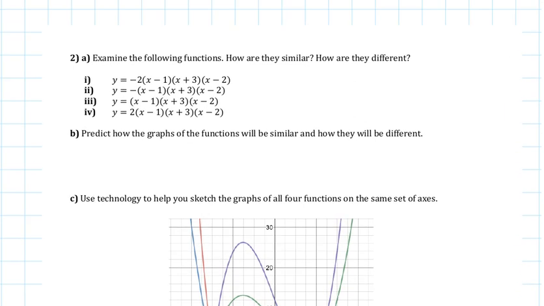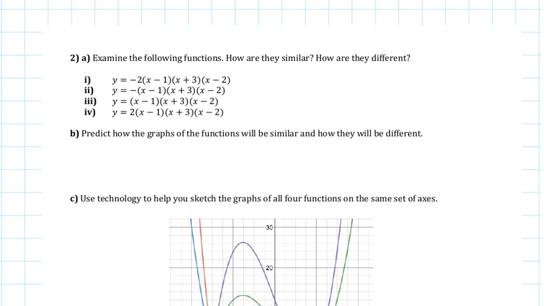So examine the following functions. How are they similar? How are they different? So if I'm looking at all of these, I have y equals negative 2(x minus 1)(x plus 3)(x minus 2), negative (x minus 1)(x plus 3)(x minus 2), y equals (x minus 1)(x plus 3)(x minus 2), and y equals 2(x minus 1)(x plus 3)(x minus 2). So predict how the graphs of the functions will be similar and how they will be different.